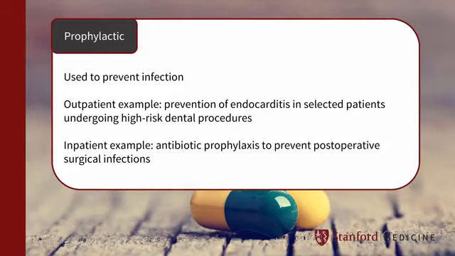Examples of prophylactic antibiotic use in the outpatient setting include the prevention of endocarditis in selected patients undergoing high-risk dental procedures. In the inpatient setting, antibiotic prophylaxis to prevent postoperative surgical infections is another important example.